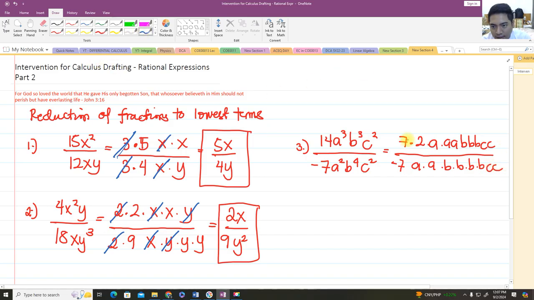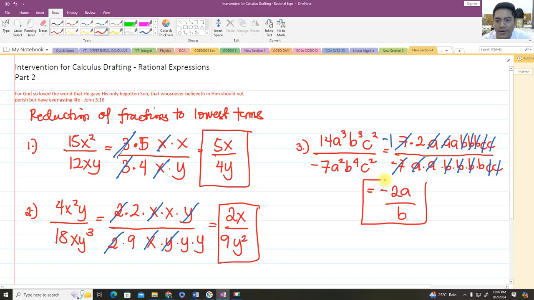As you can see, this will cancel. 7 divided by negative 7 leaves a negative because it's divided by a negative. The a's will cancel, you have a here and a here. Of course the b's cancel, and for the c's, you cancel the c's. So what remains is negative 2, and then a all over b. That's how you reduce the fraction to lowest term.